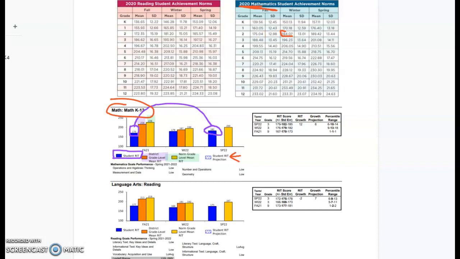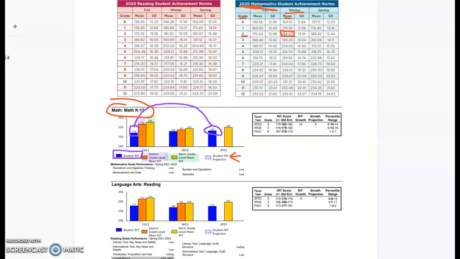You can see that your student is scoring. See, it says grade level. It's second grade. It says winter mean. So their winter score, they're scoring as if they are in second grade, the middle of the year. Okay. So if you are a third grader and you get a 184 in math, you're looking that you're scoring at a second grade level, middle of the year.